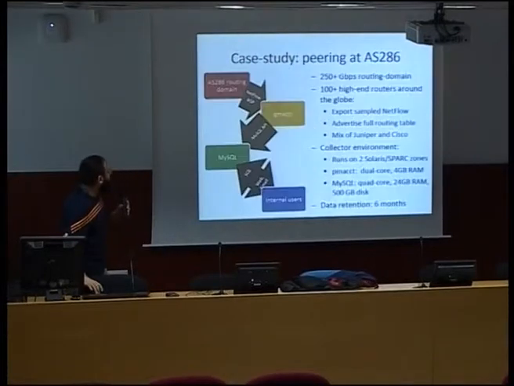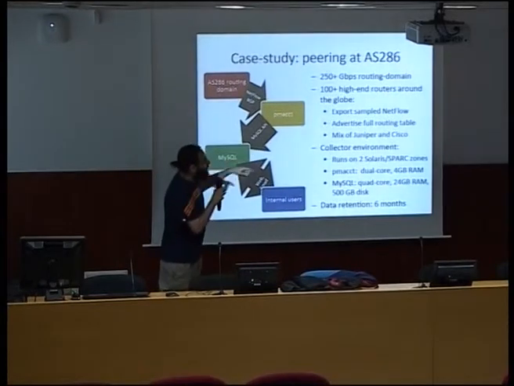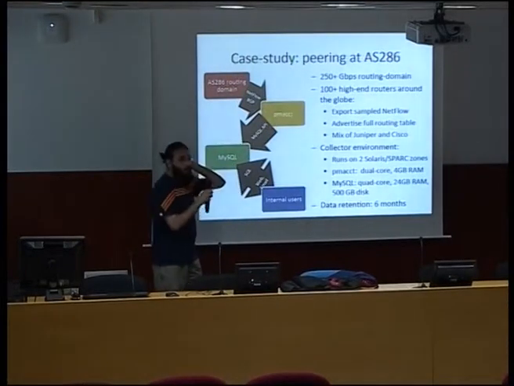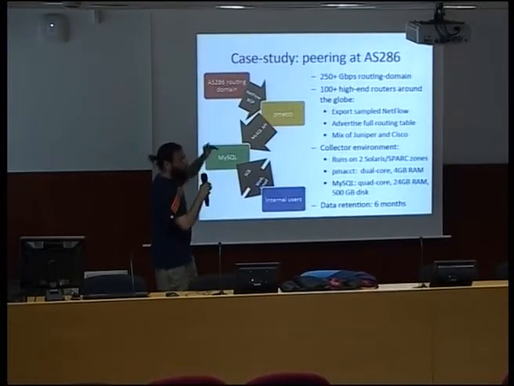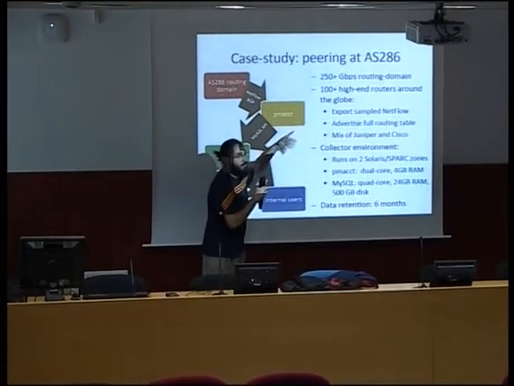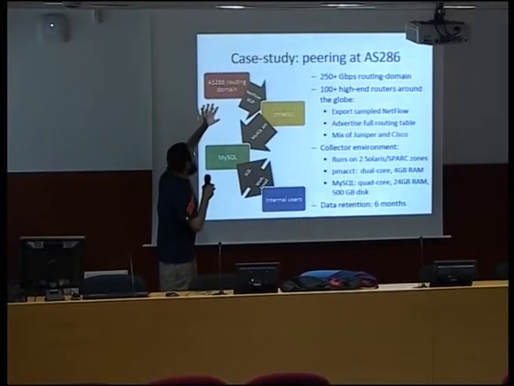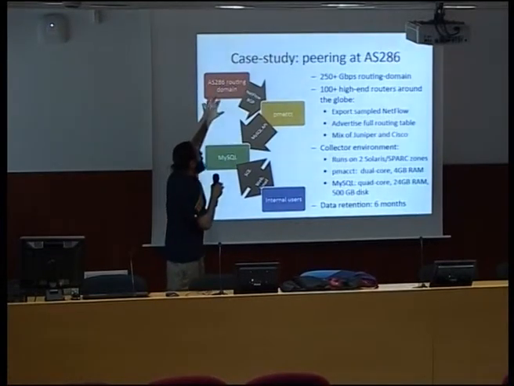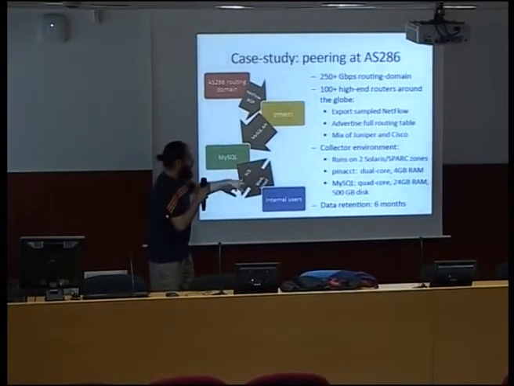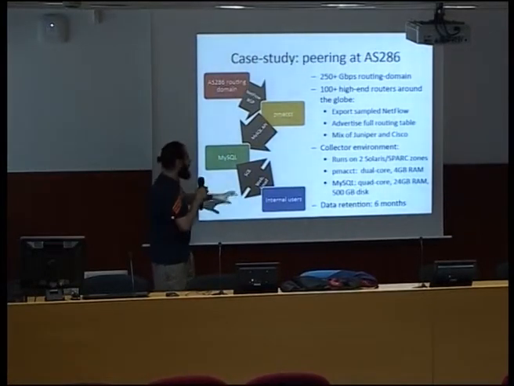What was the case? So you have some numbers about what we were monitoring: 250 gigabits of overall global peak traffic, and more than 100 routers being monitored. And this was more or less the architecture. You have the routers, you have pmacct, you have MySQL, and you have the internal users that do, for example, SQL queries, and they get it through web or email. For example, every week they get a report.